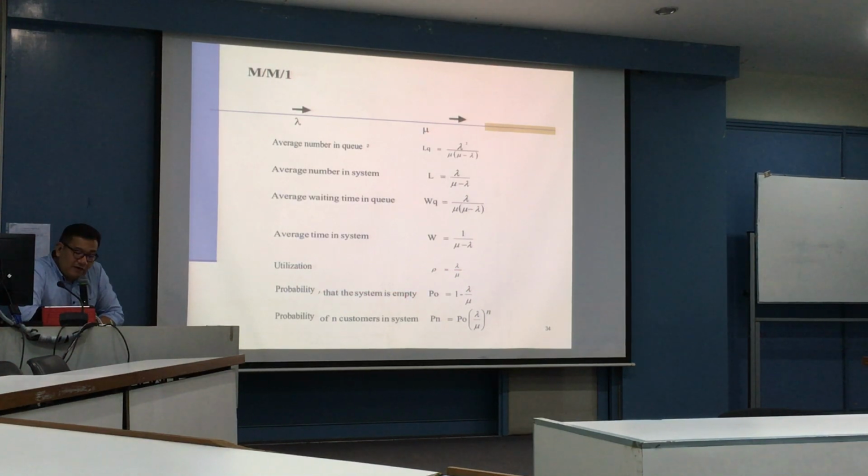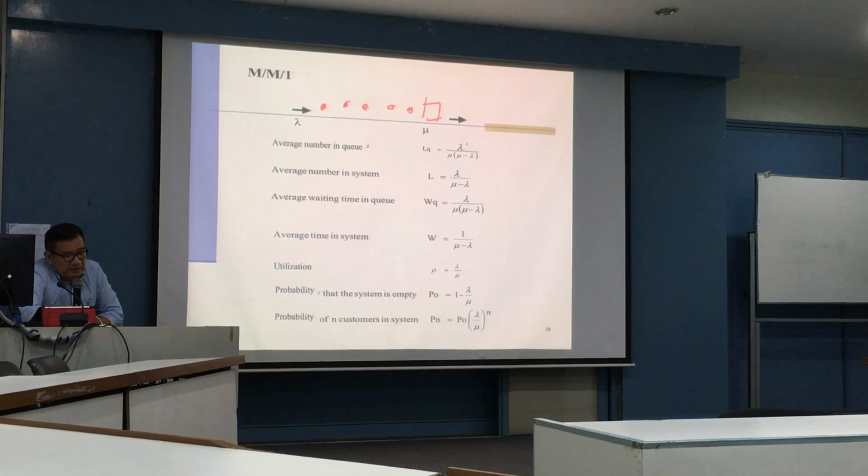And this is the formula for M/M/1. You can see that the customers stay in one single line, get the service, and depart after they get the service. Customers arrive with the rate lambda, the service provider provides the service with the rate mu, and then once the customer finishes, they depart the system.